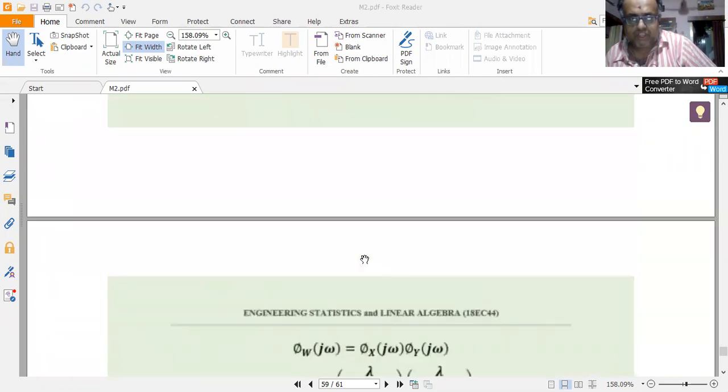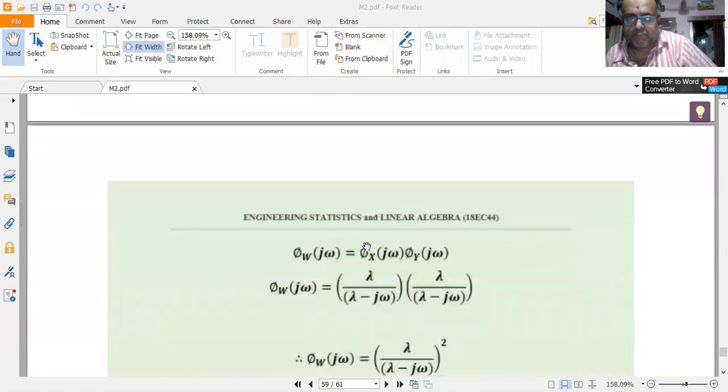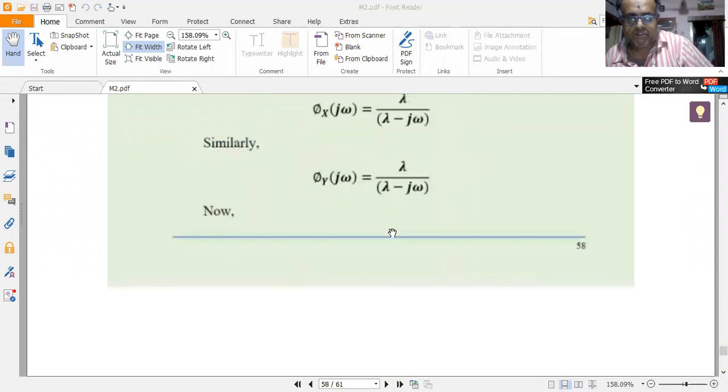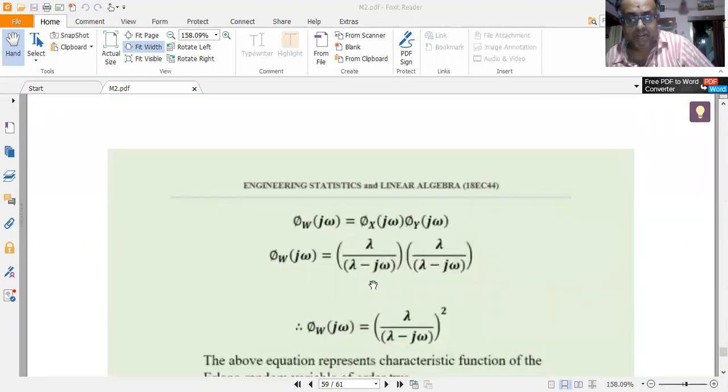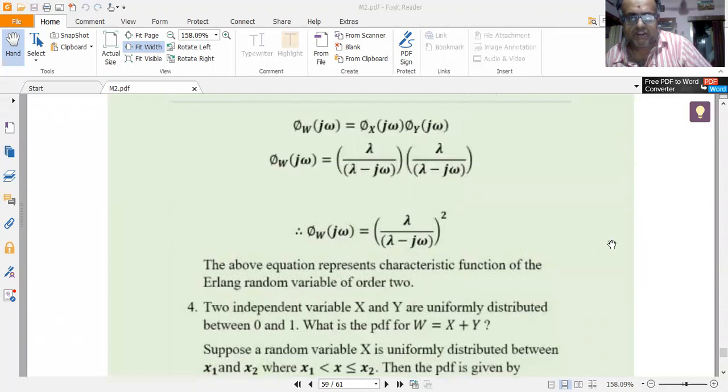Due to which, applying the result that we derived in the previous videos, that if W is equal to X plus Y, the characteristic function of W is equal to the product of the characteristic functions of the random variables X and Y. So I have phi W of j omega is equal to phi X of j omega into phi Y of j omega. So substitute these two, which is equal to lambda by (lambda minus j omega) into lambda by (lambda minus j omega), or I get (lambda by (lambda minus j omega)) the whole squared. So this represents the characteristic function of the Erlang random variable of order 2.